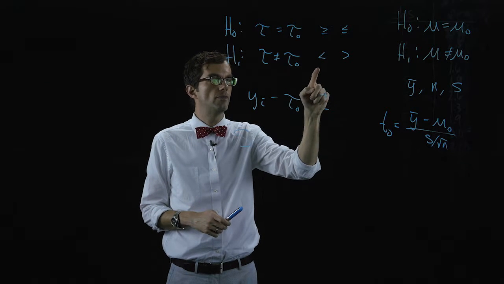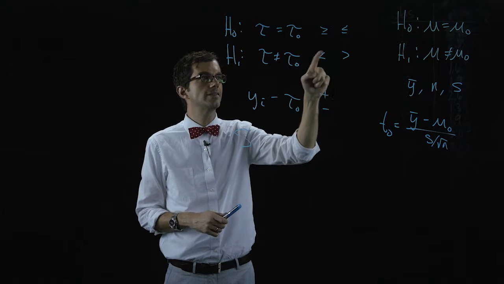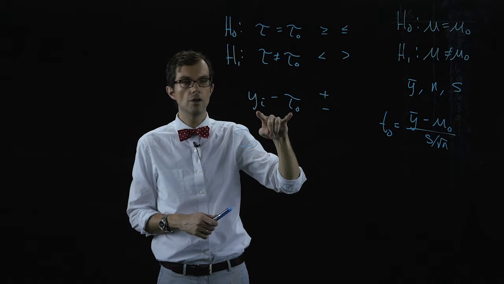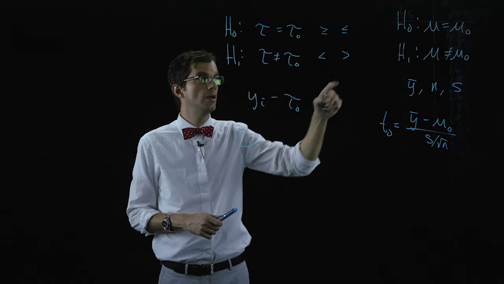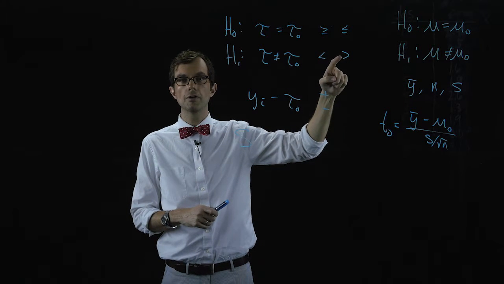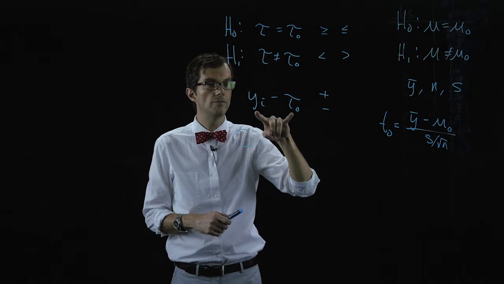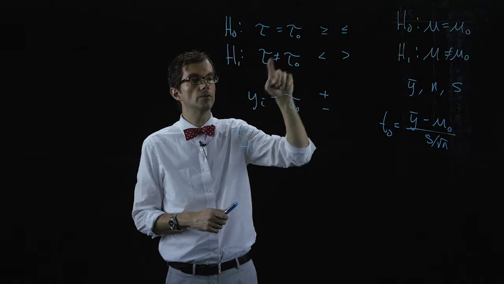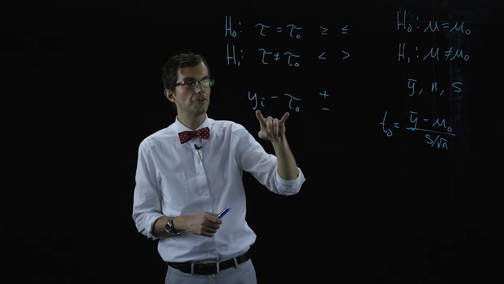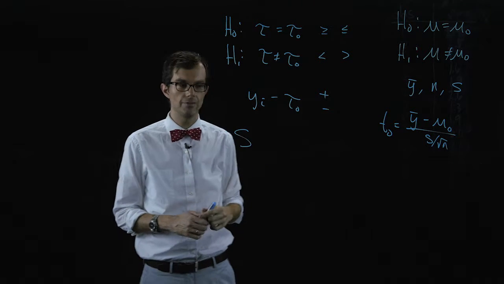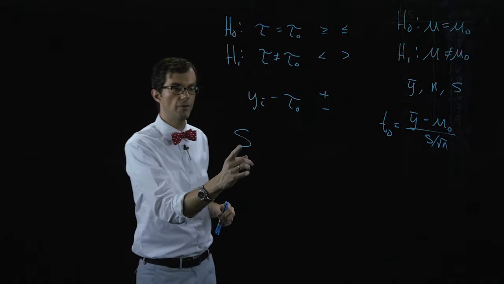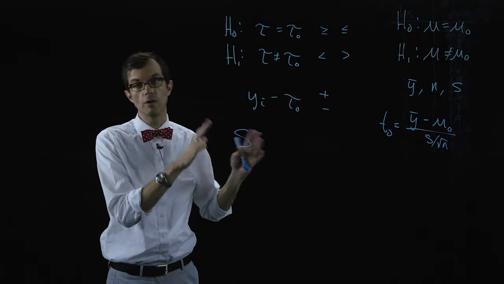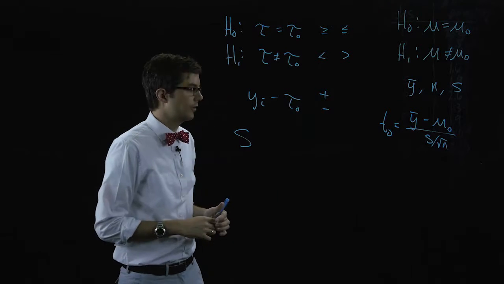Again, if we've got less than in the alternative, then we want to sum up the negative values of this difference for all i. If we've got greater than in the alternative, then we want to sum up the positive values for all i, okay? If we have not equal to, then S is going to represent the larger of the positive deviations or the negative deviations. Okay? So now we've got this value of S, the number of deviations on one side or the other of tau naught.